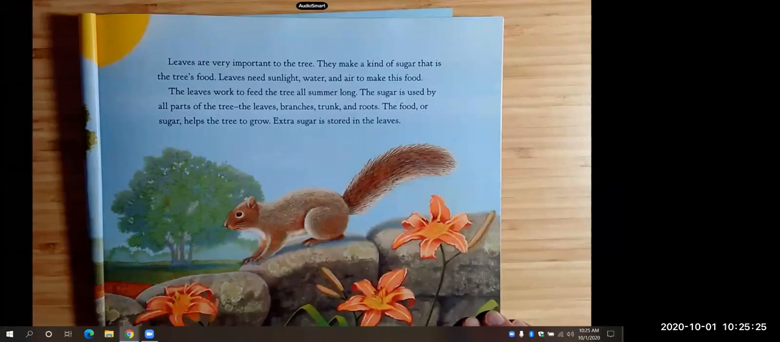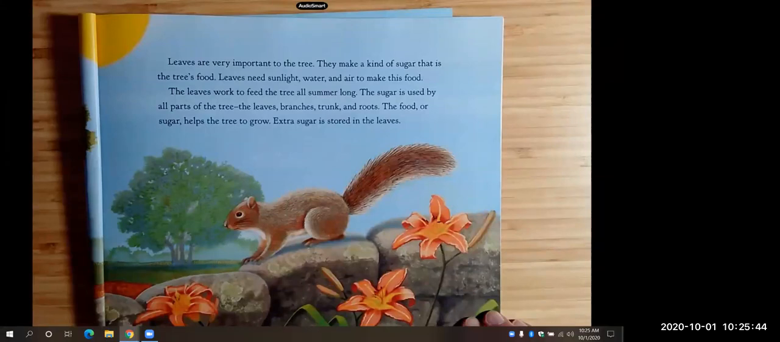Let's do one more together. And on page 11, I want you to listen with this purpose in mind. What's happening to the leaves and the trees during the summer? Here we go.